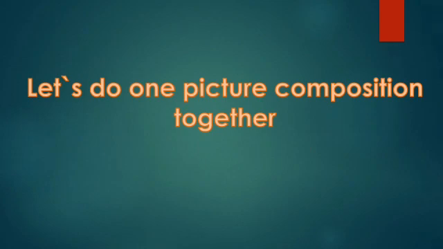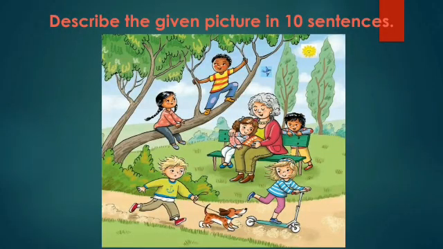Students, remember, every picture tells a story. So now let us pick one picture and see what it is trying to tell us. And the question is, describe the given picture in 10 sentences. Students, observe the picture very carefully. Observe the objects or the actions you can see in the picture. Ask questions to yourself. What is happening in the picture? How many children are there? What are they doing? What else can you see in the picture?